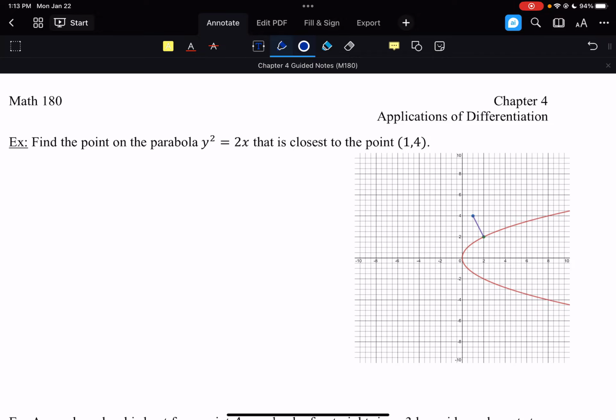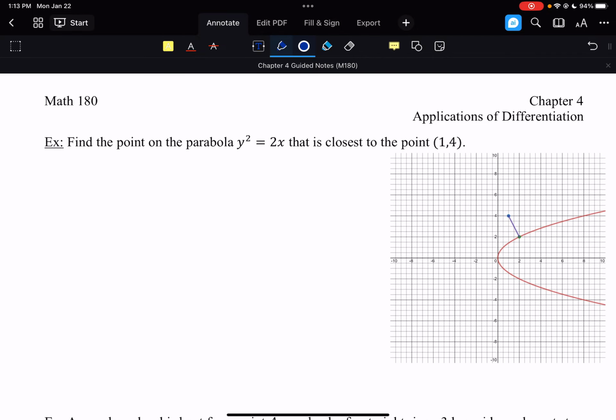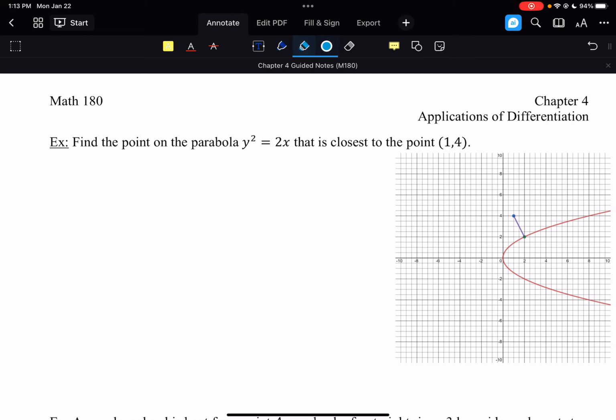Now, in terms of a max or min problem here, we need to figure out what we're trying to optimize. So find the point on the parabola that is closest to this point. When we say closest to, that's the key terminology here. When we say that it is closest to the point (1, 4), what we're really talking about is the distance, right? The distance between this point and this graph. And when it's closest, that's the smallest distance. So distance is minimized.